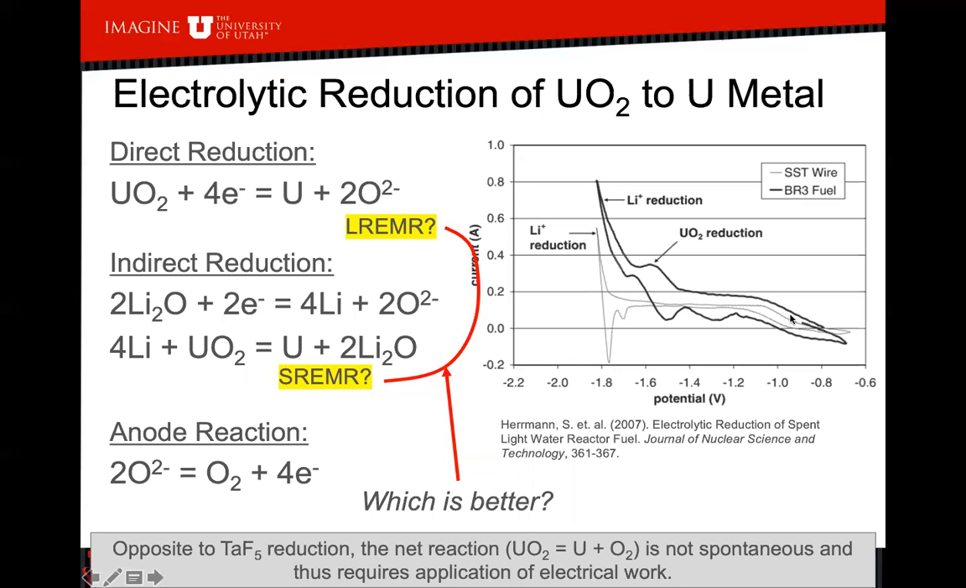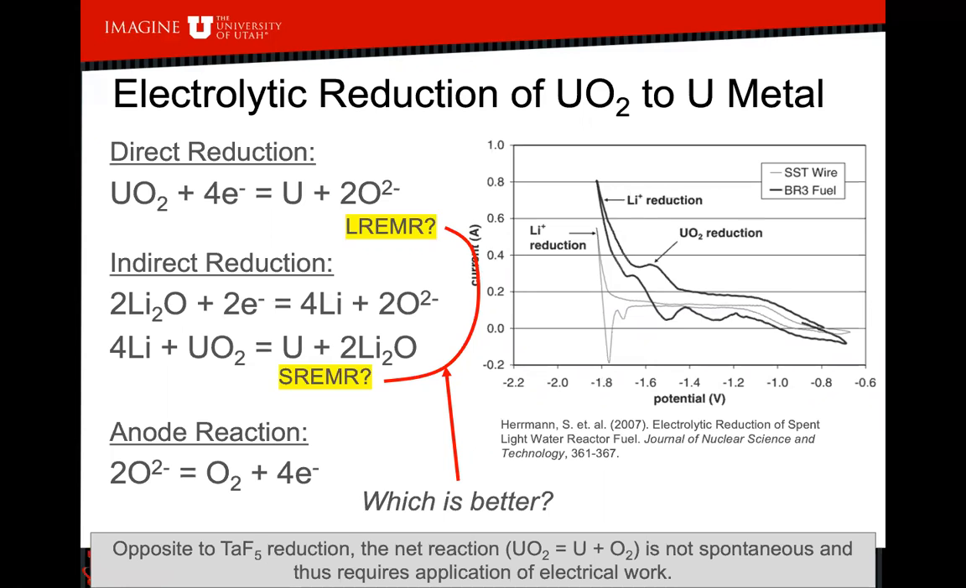Now, I'll draw your attention to the graph on the right. This was published by a colleague of mine, Steve Herman, about 13 years ago. I think I'm a co-author on the paper, but it's really Steve's work. This is a cyclic voltammetry of this uranium oxide. So he's got a basket containing uranium oxide. He puts it in the molten salt. You sweep the potential back and forth between these endpoints, and you measure the current. And so current indicates a reaction.